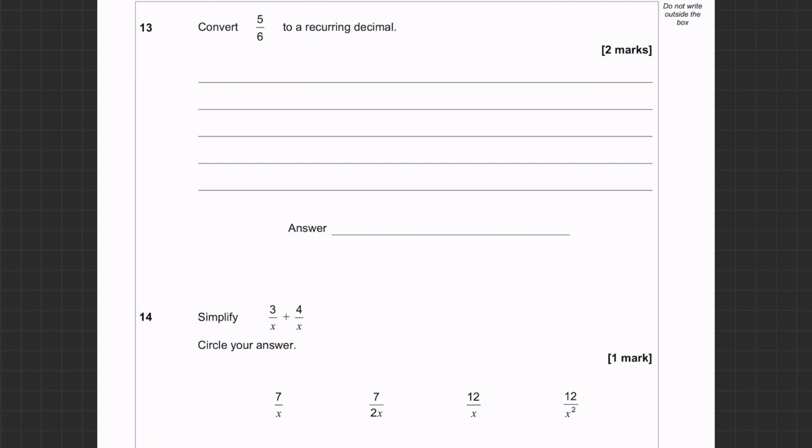Convert 5 over 6 to a recurring decimal. There's a couple of ways you could do this, whichever way you want to. I think the easiest way is just to say 5 divided by 6. And then I'm going to put the decimal places in there and a few zeros.